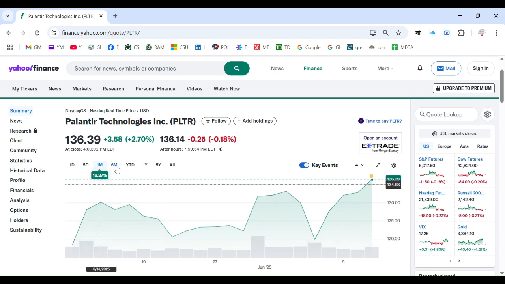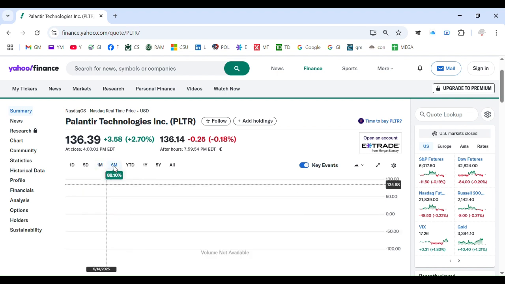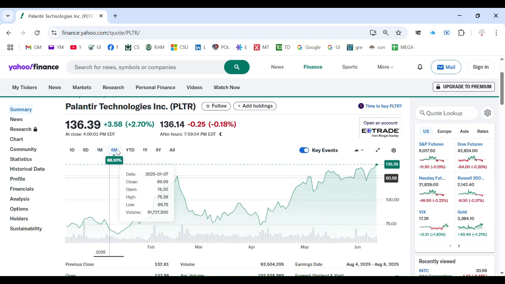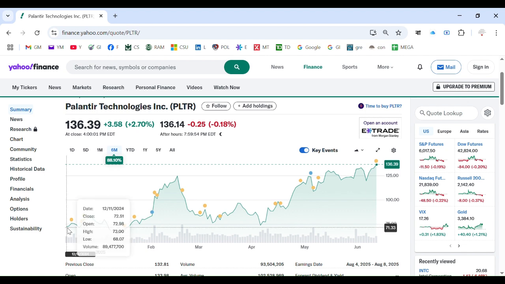In 6 months, again, it shows an uptrend if you consider 6 months as the benchmark. Okay, the 6 months chart is not popping up. I don't know what's going on. Okay, so the 6 months chart, if you see the chart, $72.51 to $136.39, which is significantly higher. In a 6 month period, it is massively in an uptrend.